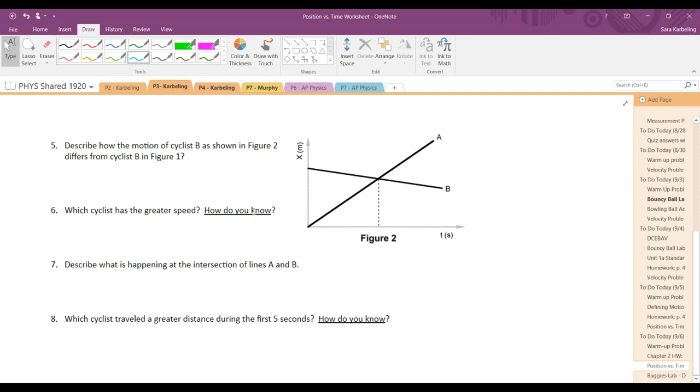We have Team 7. Can you tell us your names, please? Cole, Brian, Sam, Olivia. Thank you, guys. And the bikers meet each other. Read the question out loud. Describe what is happening at the intersection of lines A and B, where they cross paths. So what's up? How's it going? How is that one different than the other one?